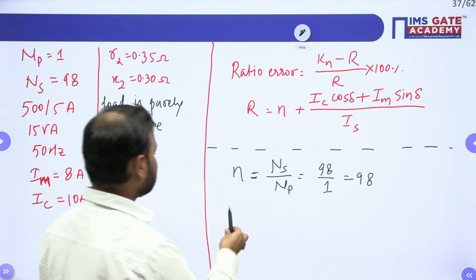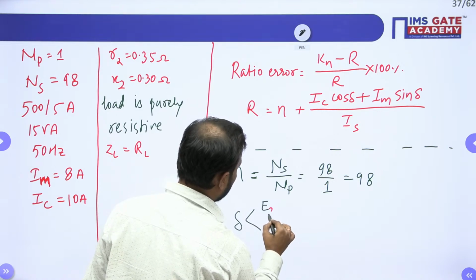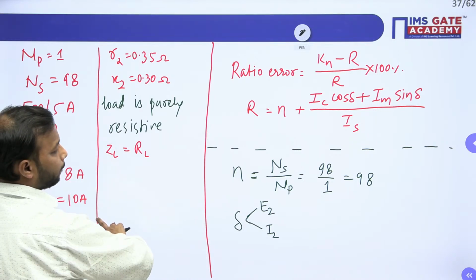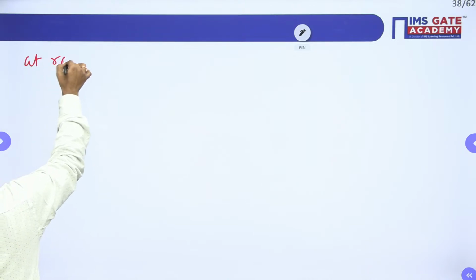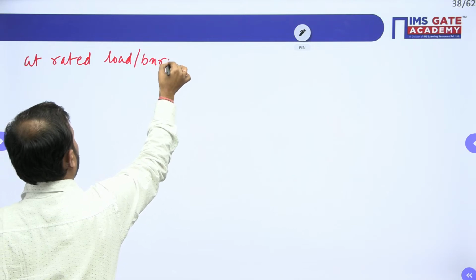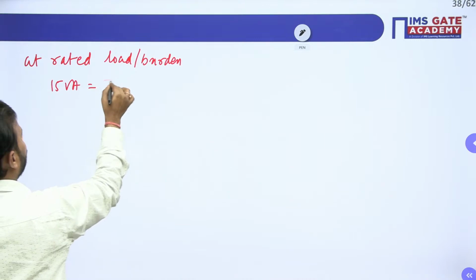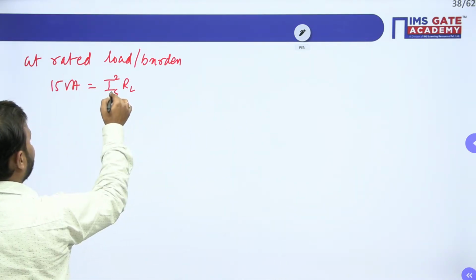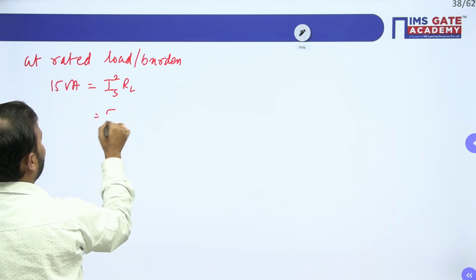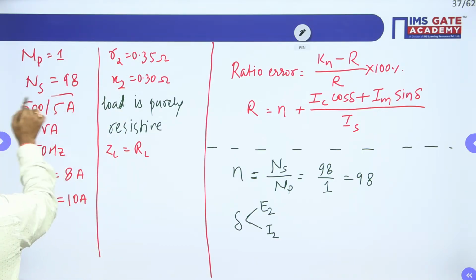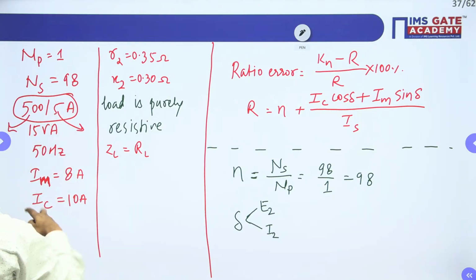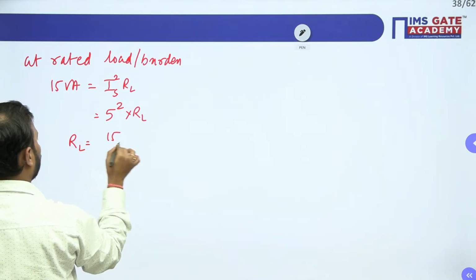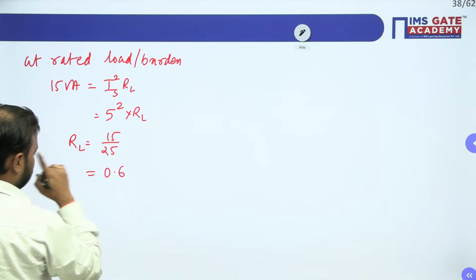Now how to calculate del? This del is the angle between E2 and I2. So look here, at rated load, or you can say burden, which is 15 volt amperes. Can I say this is equal to I2 squared RL, or Is squared RL, because this is a load or burden. The 15 volt ampere is at the rated condition, and Is is 5 ampere, given the rated values 500 by 5, primary side and secondary side. So 5 squared into RL; from here RL is 15 upon 25, which gives 0.6 ohm.